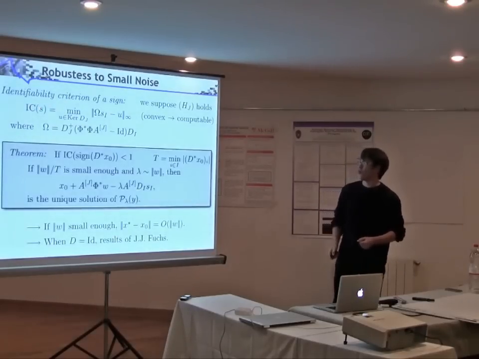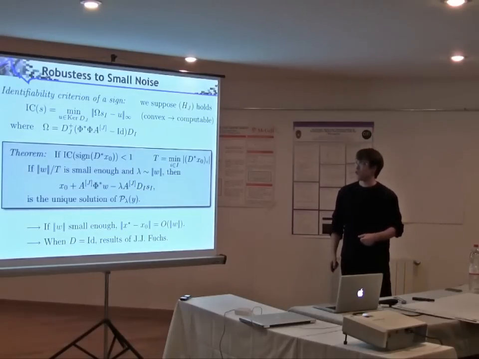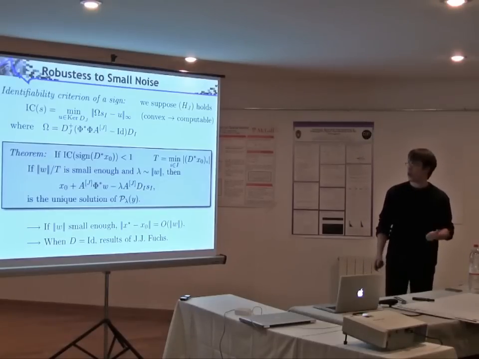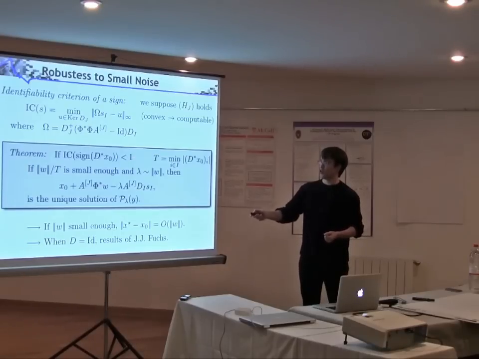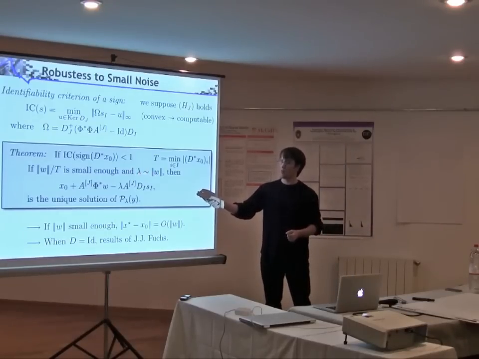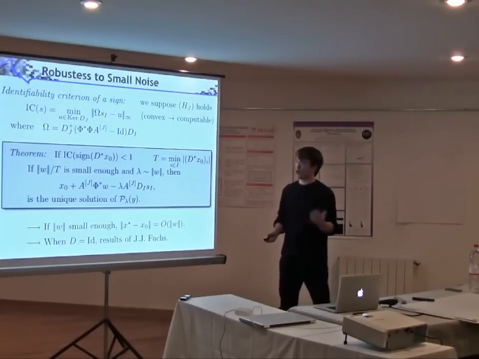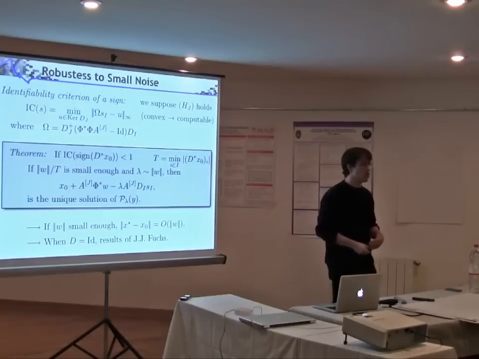And the theorem, which is an exact generalization of the theorem of Jean-Jacques Fuchs, is the fact that you will have a local robustness to the noise, but if the noise is small enough. Okay? So basically, if your IC criterion is smaller than 1, and if the signal-to-noise ratio is in fact large enough, then if you select carefully your lambda, and there is a constant here, but basically it has to be proportional to the noise level, it's very intuitive, then you will see that the equation given before is actually exactly the solution of your problem. Meaning that the solution of your problem, in particular, will share exactly the same support.